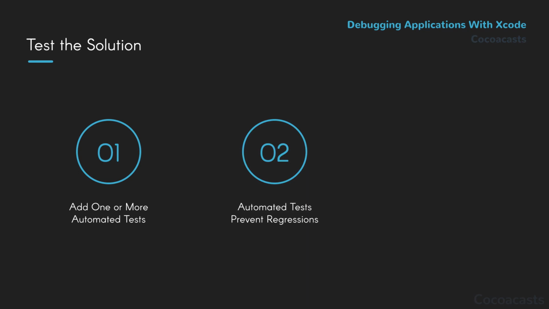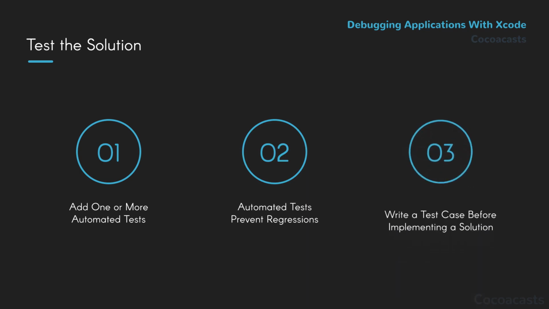I'd like to take it one step further and suggest to write a test case before implementing your solution. If you're able to reproduce the issue, you should have the information you need to write a failing test case. This idea isn't revolutionary either. This strategy is at the heart of TDD, or test-driven development.